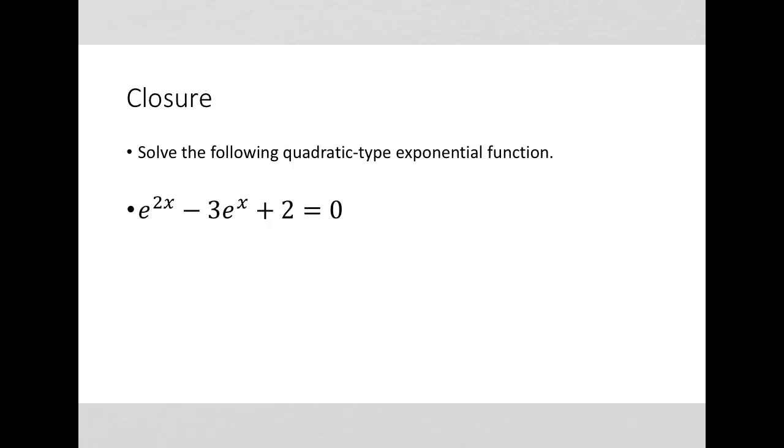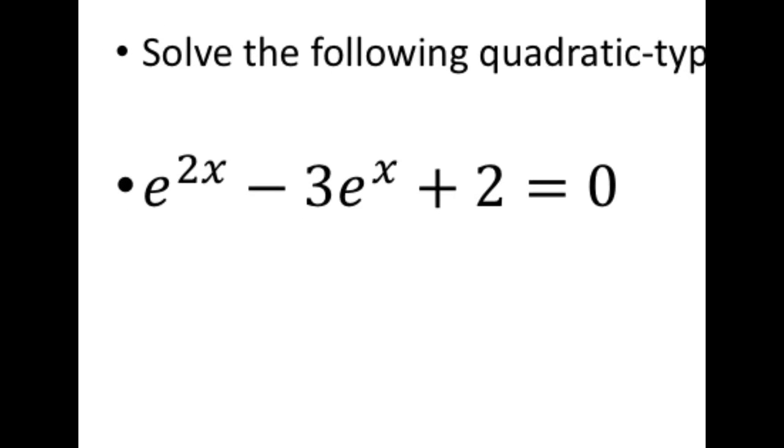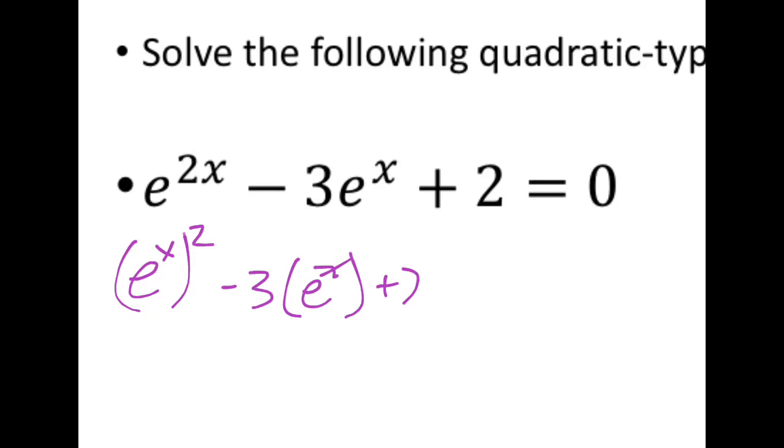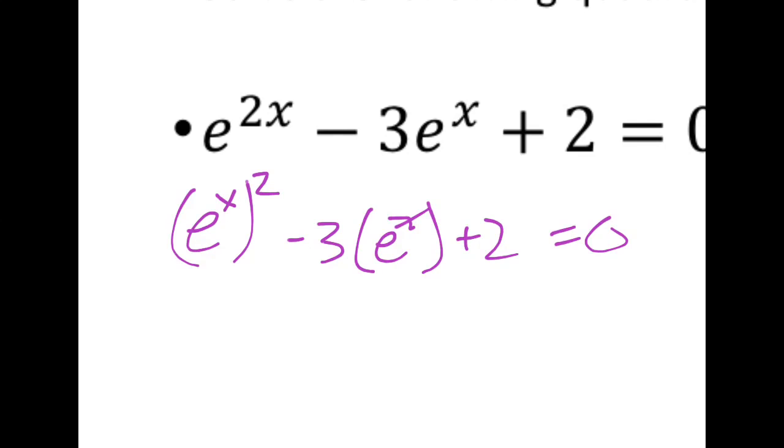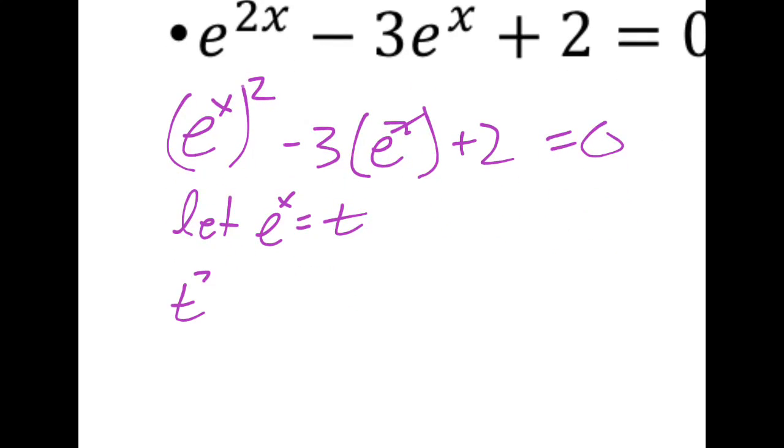So we're going to do one last problem together today. This says, solve the following quadratic type exponential function. So we are going to use some rules of exponents here to rewrite this as e to the power of x, squared, minus 3e to the x, plus 2 equals 0. And then now let's make a little substitution here. Let's say let e to the power of x equal, I don't know, let's go t, whatever. And then we can say then t squared minus 3t plus 2 equals 0.